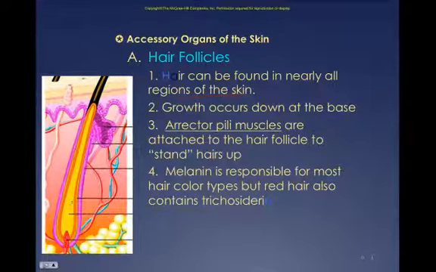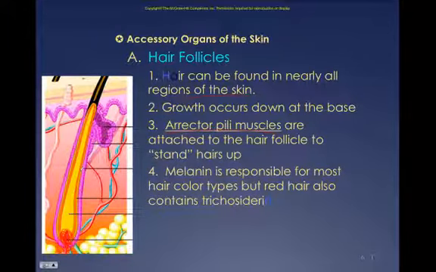Growth of the hair is actually going to occur down at the base, okay? So growth of the hair is going to occur down here at the base. And you'll have these specialized muscles called erector pili muscles that are actually attached to the hair follicle, and those erector pili muscles will actually allow the hair to stand up.